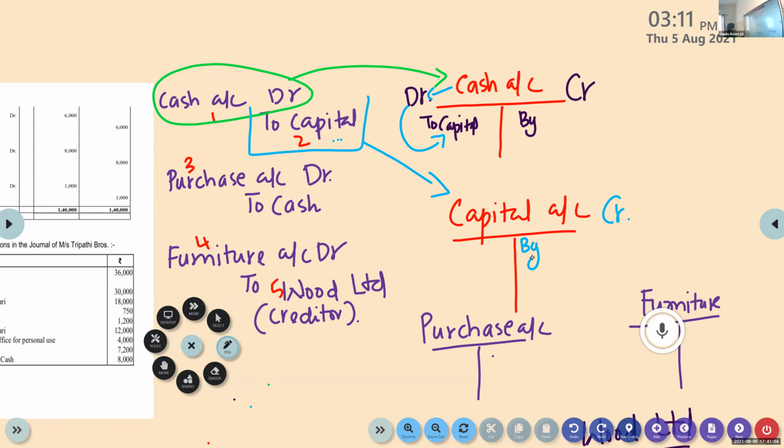Cash, by cash. This is how we post a journal entry to the ledger.